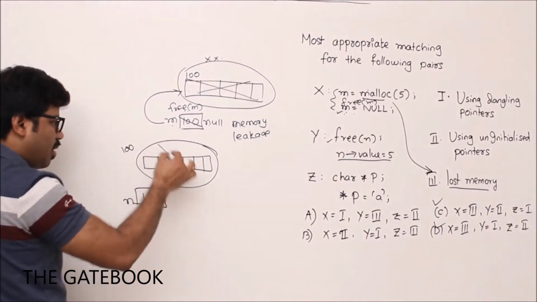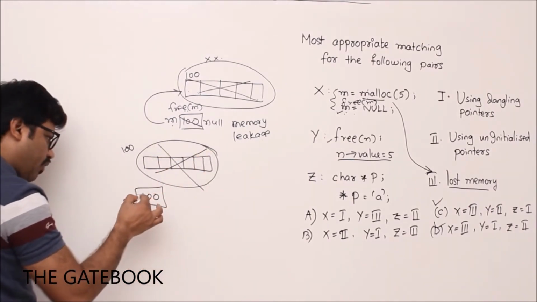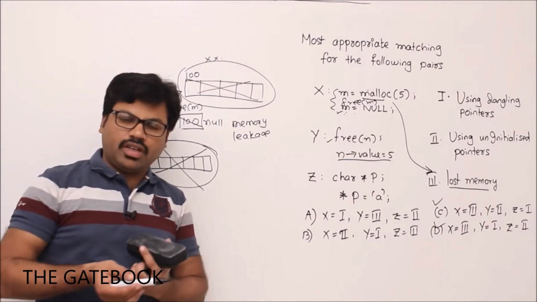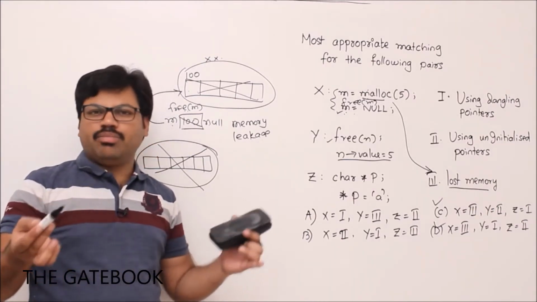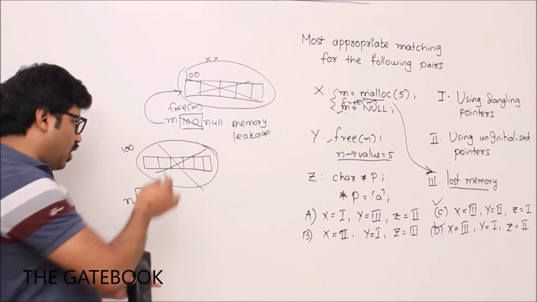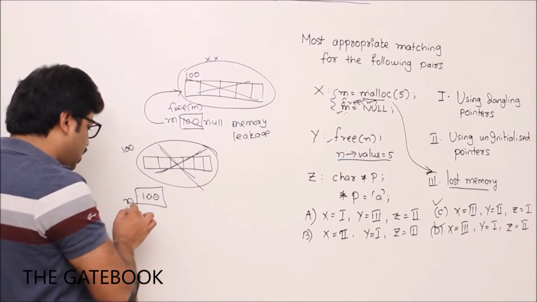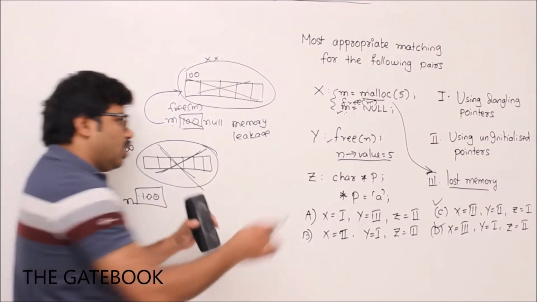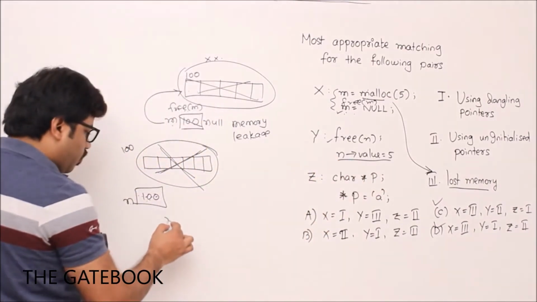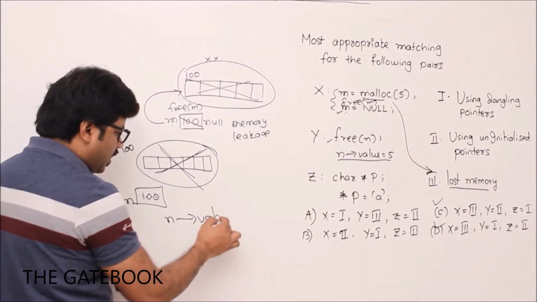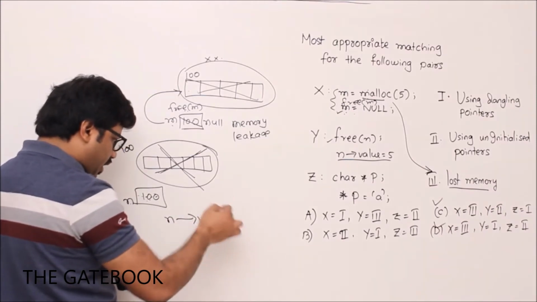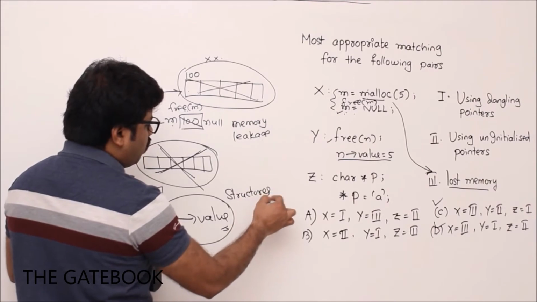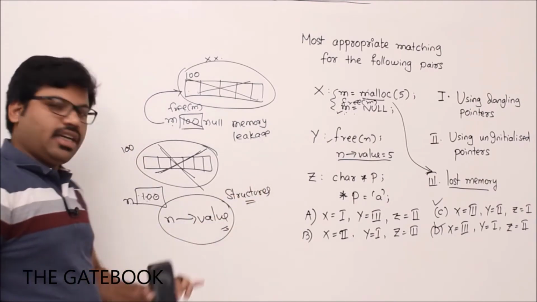Then what happens? This memory will be deallocated, but 100 will not be erased from n. That's about C programming. C programming design is very simple: when you do free, only the memory will be deallocated, but the content of n will not be modified. Then what can happen is, if you refer n cap value, we'll see this syntax. Usually we do this kind of syntax in structures. So go through the structures videos, then you will understand.